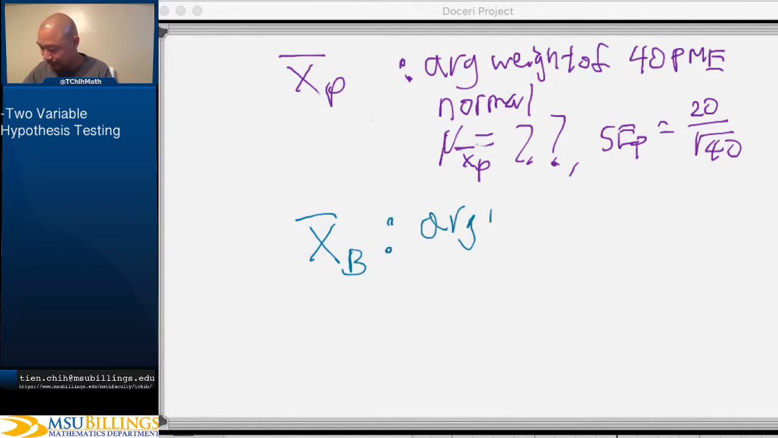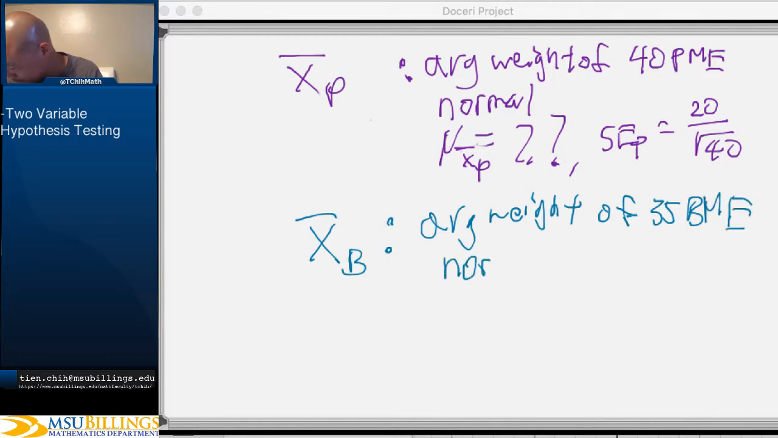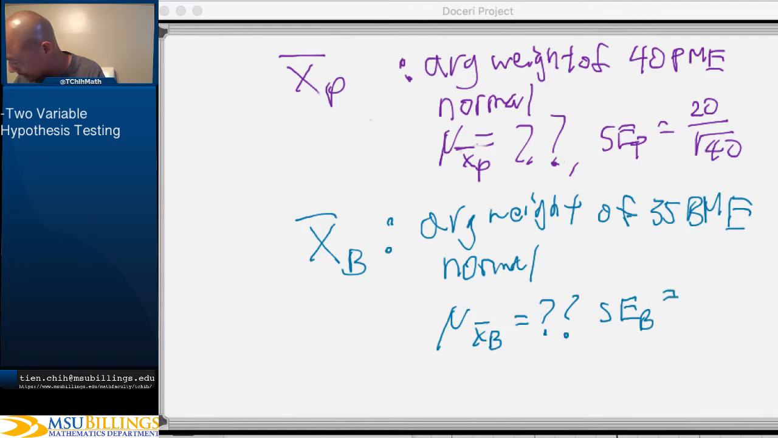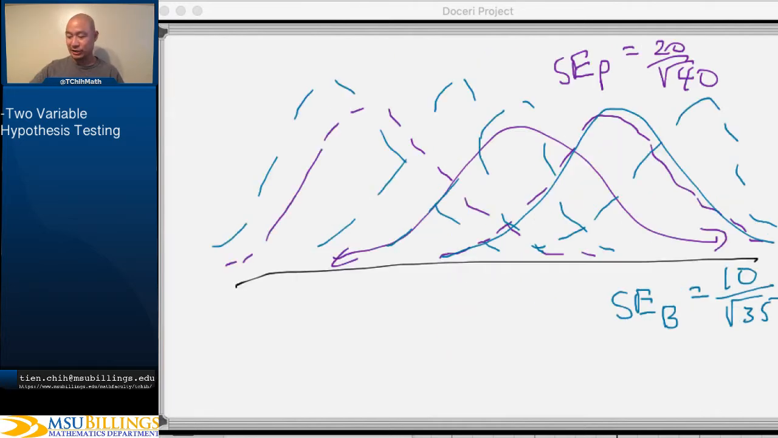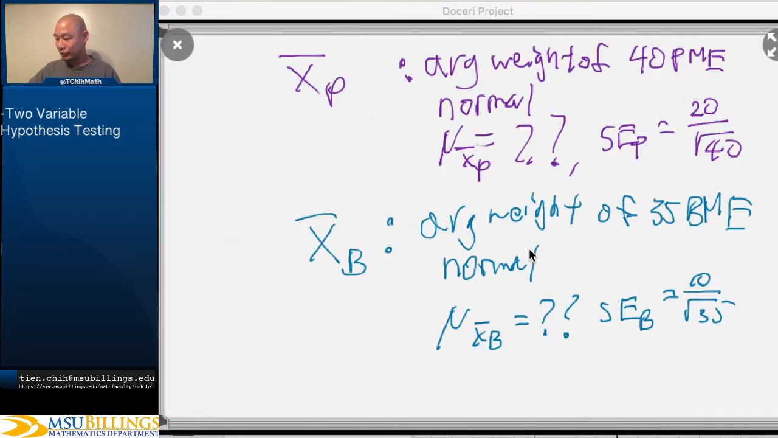And their average weight of 35 blues. It's also normal. Its average weight is who knows. And our standard error for the blues is again 10 over square root of 35, right? And so far, this is just writing down exactly what we've drawn here. Oops, right? And we've just sort of formalized it.